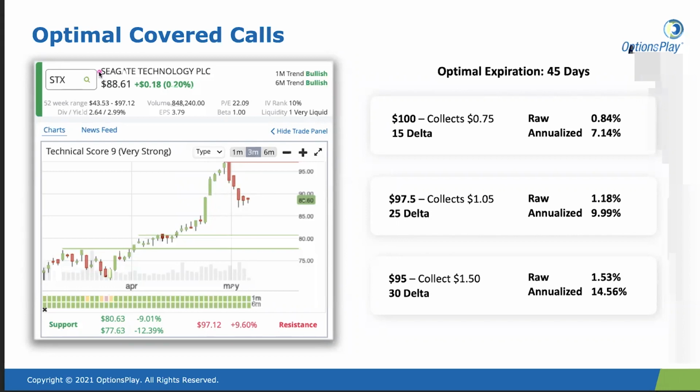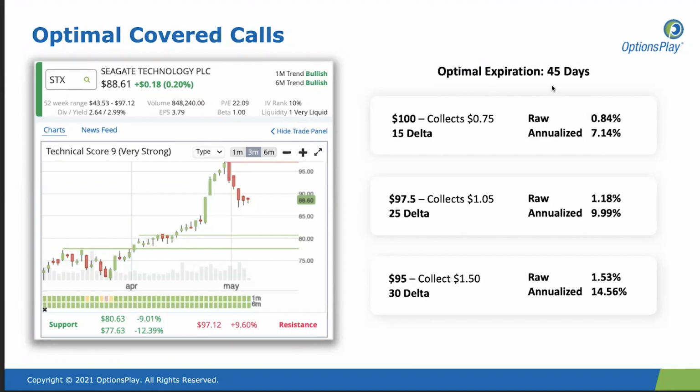So in this particular example, Seagate Technology at the time was trading at $88. This is the stock price, right? The stock had a pretty sharp rally up to close to $100, pulled all the way back to 85. It's now at 88. Maybe you think the stock is now going to continue to rally. So I have a few different choices for you, and I want to canvass the audience as to what you think is the optimal covered call.